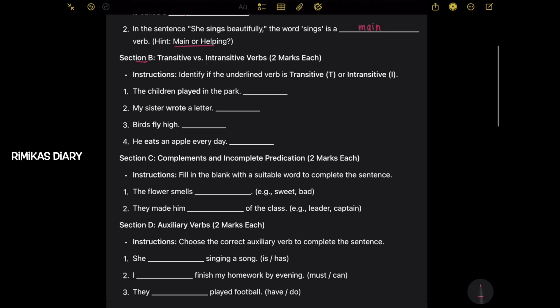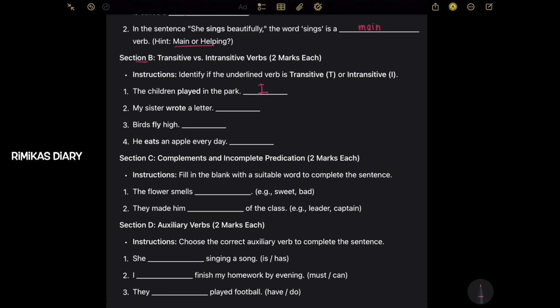Section B, transitive versus intransitive verbs. Instructions: identify whether the underlined verb is transitive, T, or intransitive, I. The children played in the park. Played what? Even though that detail is not in this sentence, it still makes sense. So the answer is not needed, so it's intransitive.